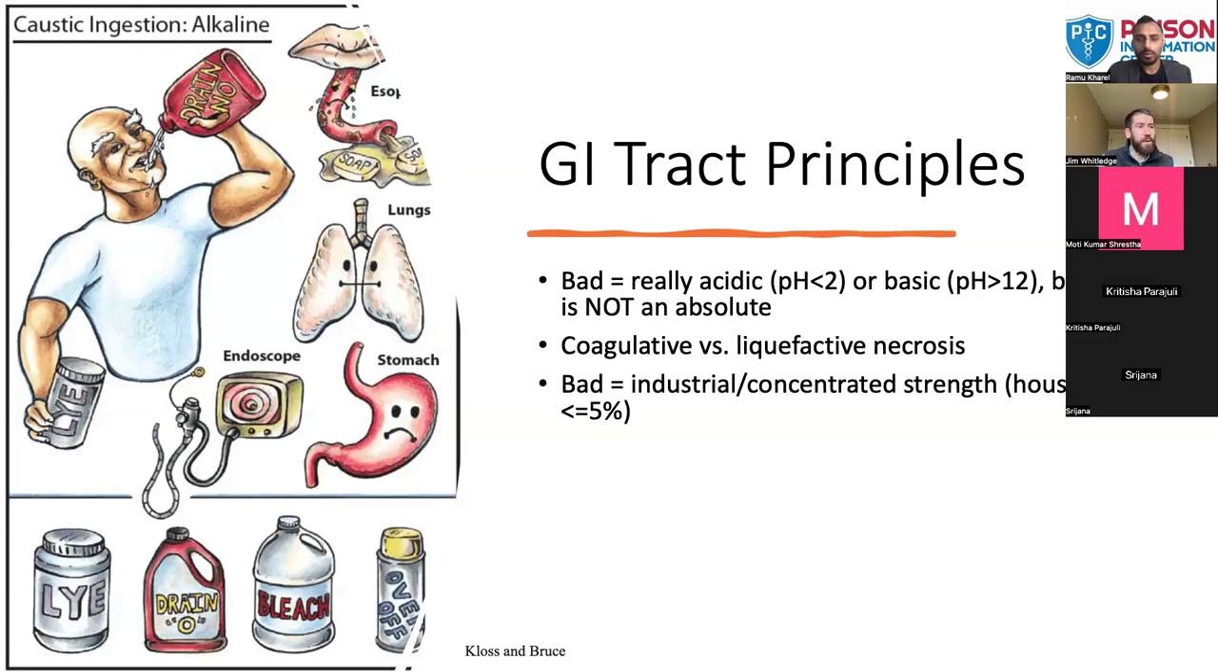Or about industrial or concentrated strength solutions. Household solutions of bleach, for instance, or some other cleaning product, which are fairly dilute already, have a lower potential for causing injury. And this is also not an absolute rule, but usually percentages of 5% or less of the active corrosive or caustic ingredient are more reassuring. We do not neutralize acids or bases.